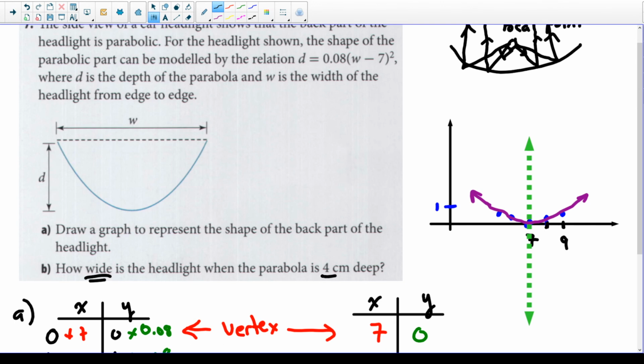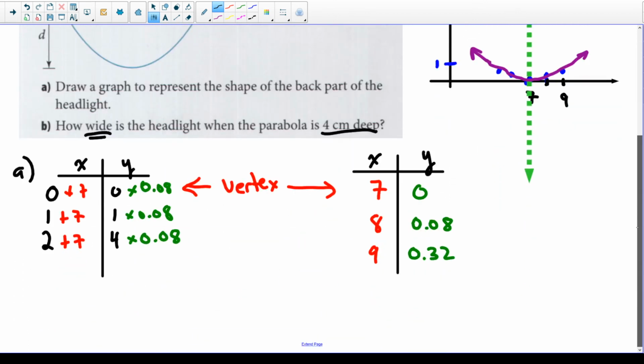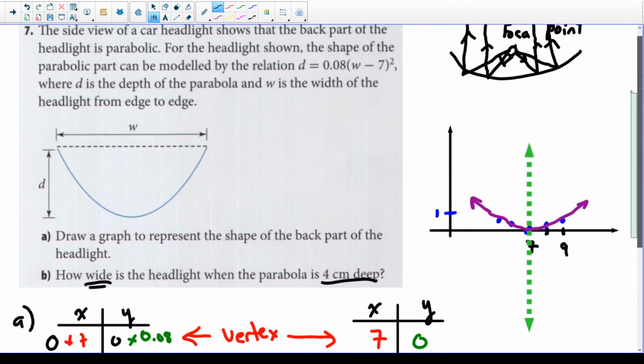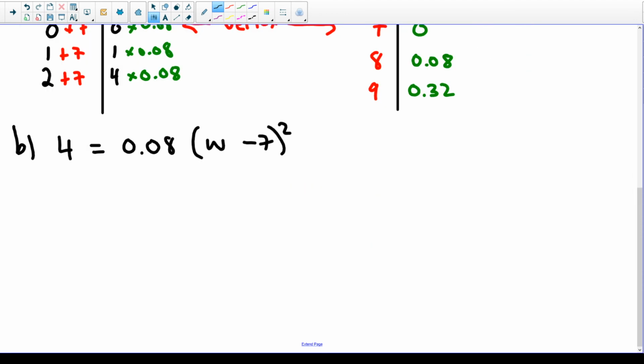But it also says 4 centimeters deep. That's a depth. So we have to put the 4 where the D is, 0.08, and then the W minus 7 stays the same. I'm just going to make sure I've got that right. Yep. Okay. So now we've got to isolate W. Now, we haven't isolated W before. So this is going to be the first time you see this, and it was a little bit of a challenge question.